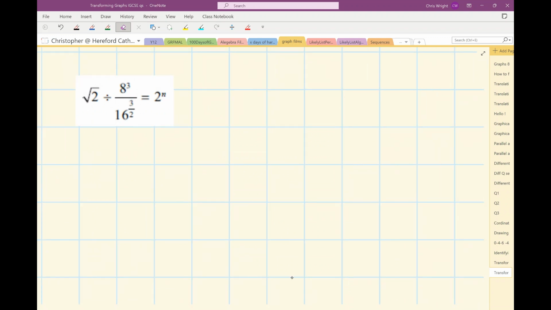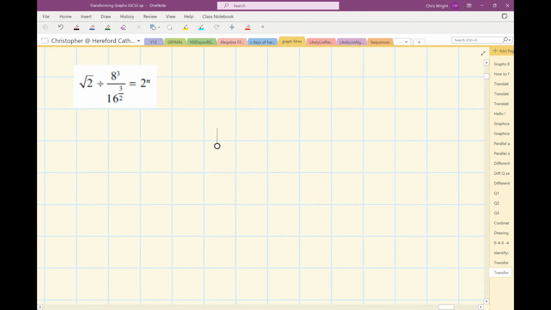Okay, so here's the first question. I'm going to start by writing everything in base 2. What do I mean by base 2? Well, I mean I'm going to write everything as 2 to the power of something. So the square root of 2 is 2 to the power of a half. And that's being divided by, on the top of this fraction, 8 to the power of 3. And 8 is 2 cubed, so I'm going to write this as 2 cubed to the power of 3, rather than 8 to the power of 3.